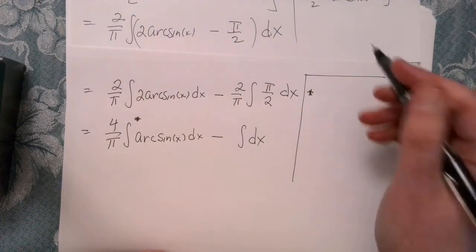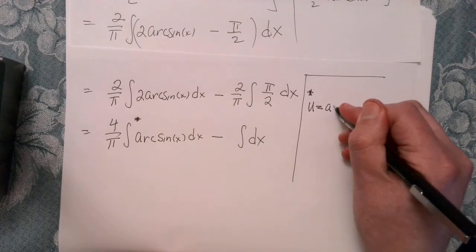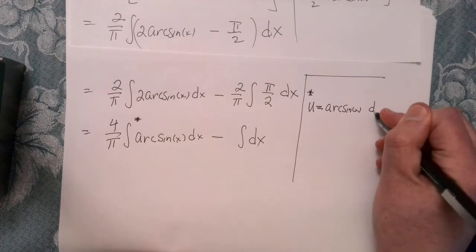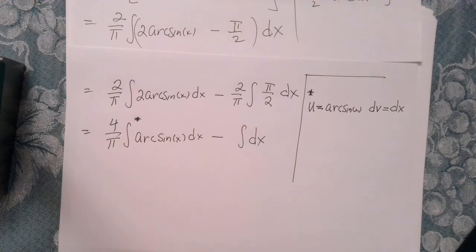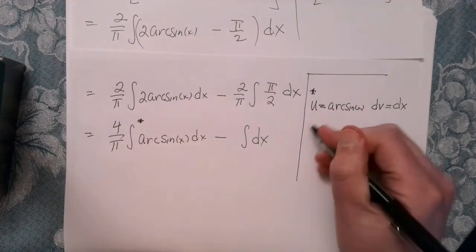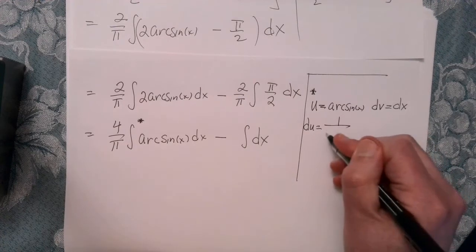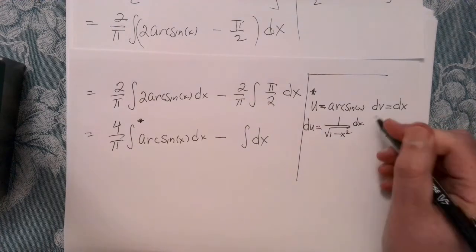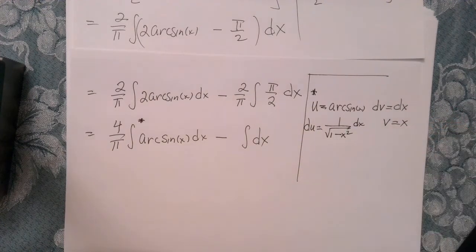Okay, so let's see here. Let u equal our inverse trig function, so that's going to be arcsine of x, and then dv will be everything else, namely the dx. So I need a du, the derivative of arcsine, that's 1 over the square root of 1 minus x squared dx. And taking antiderivatives here, I can see that v is equal to x.